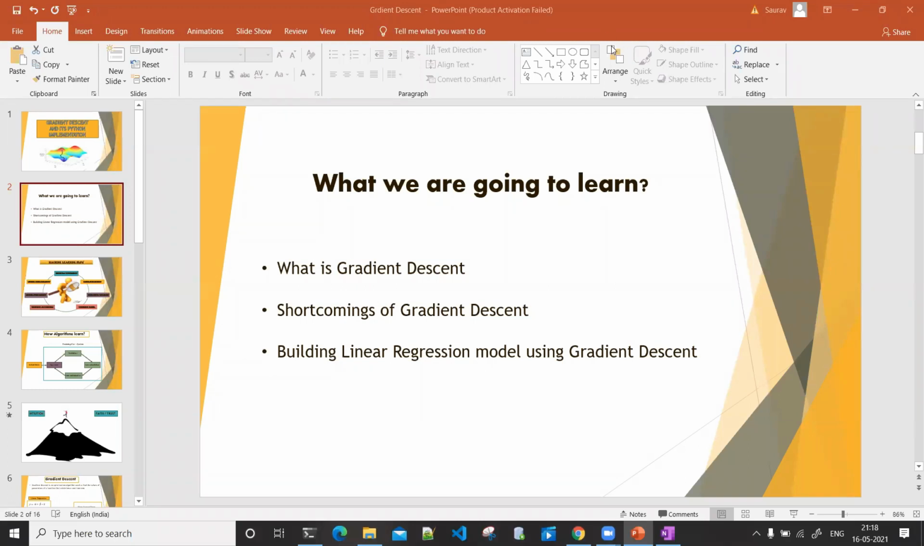Okay, so what we are going to learn in this session is what gradient descent is, and then we will learn about the shortcomings of gradient descent. And finally, when we have an idea about what gradient descent is and how it works, we build a linear regression model using gradient descent. Earlier, we used the sklearn library to build linear regression models, but we are going to build it from scratch, like how we can do that.